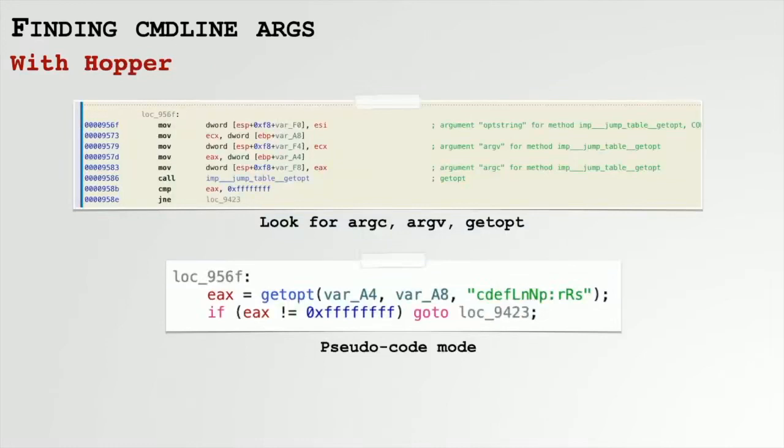But if we then wanted to try and find the command line args in Hopper, you can just load up the binary in Hopper, which is a fantastic tool, and I can't believe it's just $99. And just look for argc, argv, getopt, and then click on the pseudocode mode icon, and it will tell you right there that the supported args are C, D, E, F, L, N, P, R, and capital R, S. I don't know if all of them are implemented or if all of them will actually do something, but those are the ones that are listed in the binary.